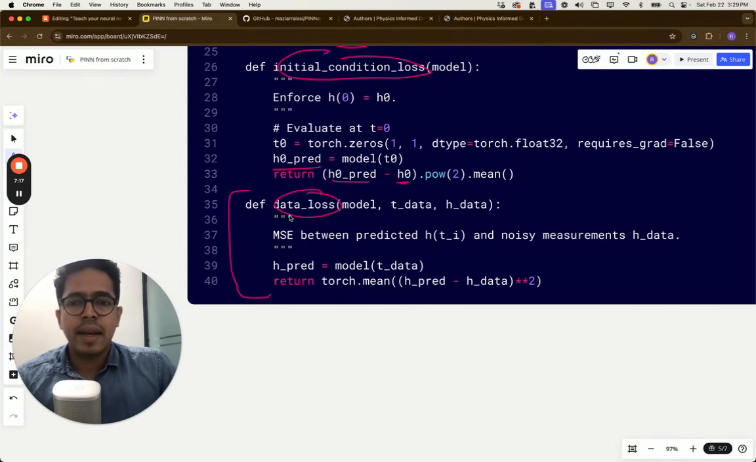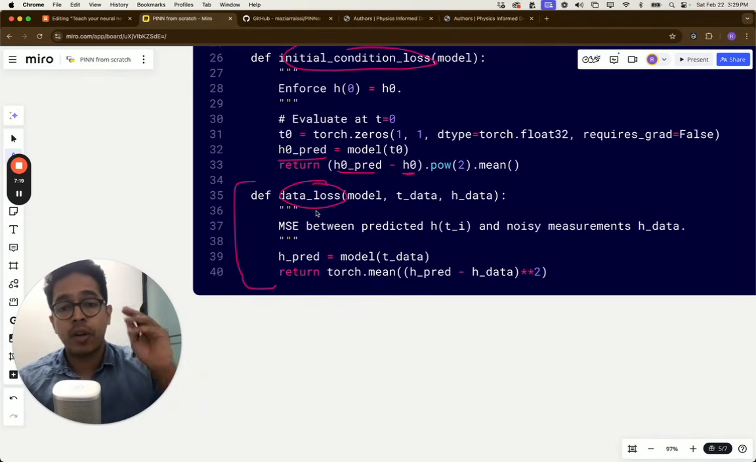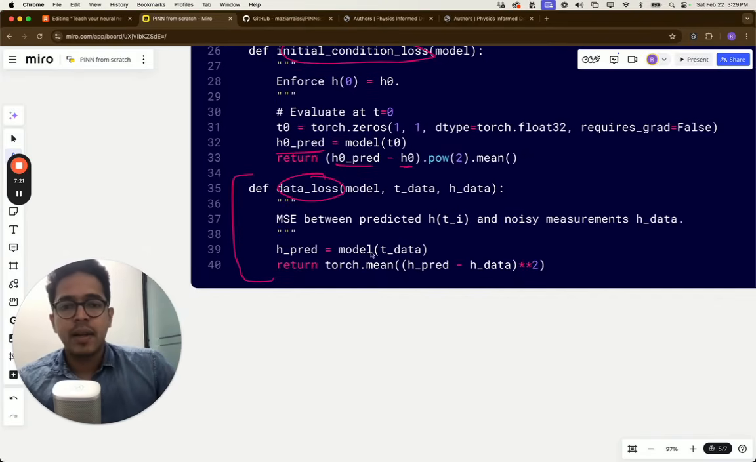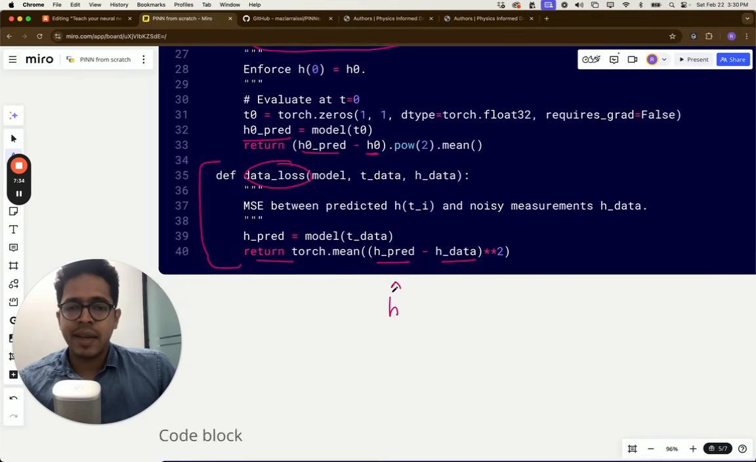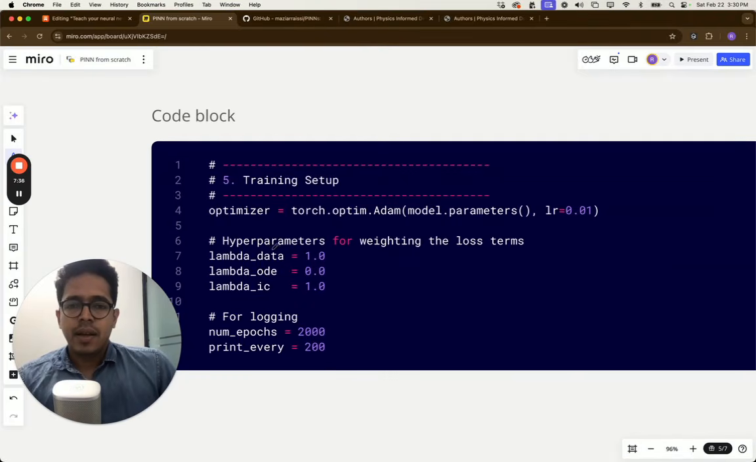And finally, the data loss is how far your predictions are from your experimental data. So this is simply the mean squared error between your predicted height, which is h cap, and the data which you have from your noisy data set, raised to 2, and you take the mean. That is returned by the data loss function. Fairly easy. Now the training setup.